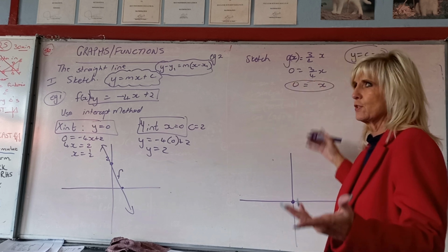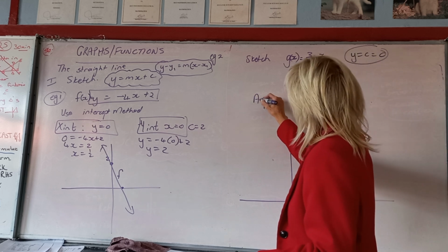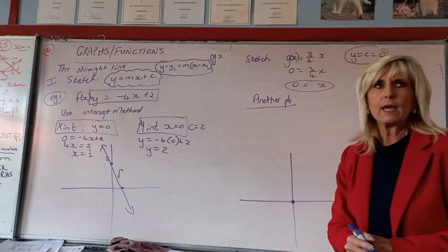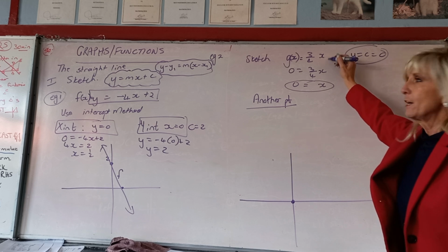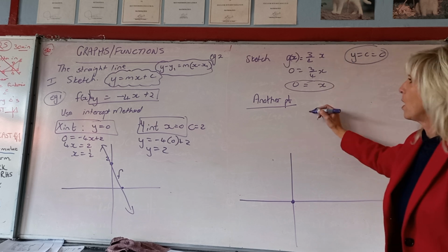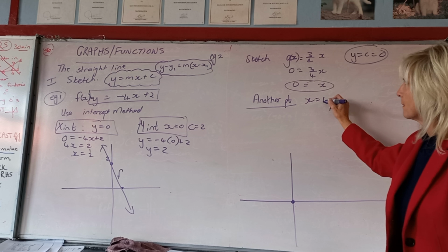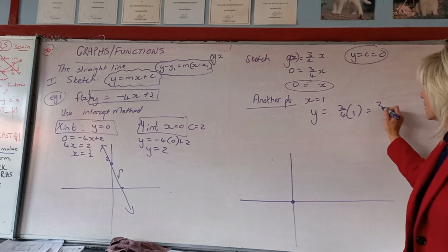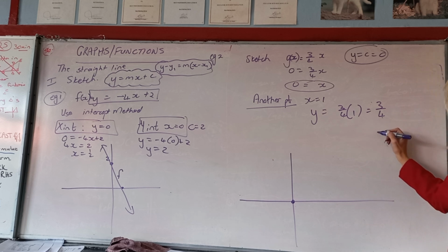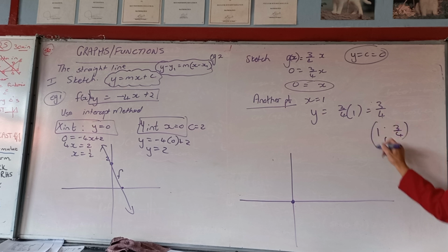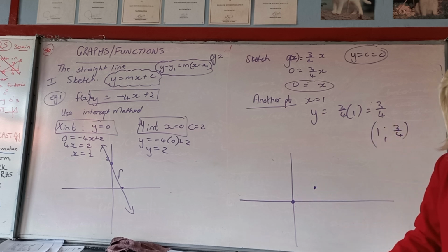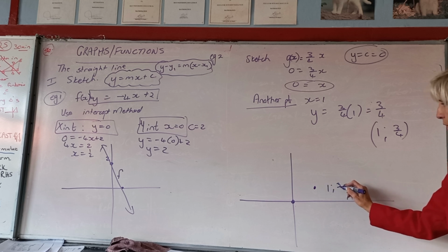So how do we sketch this thing? We need another point. Any other point. So choose an x value. If I choose an x value here, like 1, then y will be equal to 3/4 times 1. So what's the point I have? 1 for x and 3/4 for y. Where's that? 1 and 3/4, round about there. That's the point, 1 and 3/4.